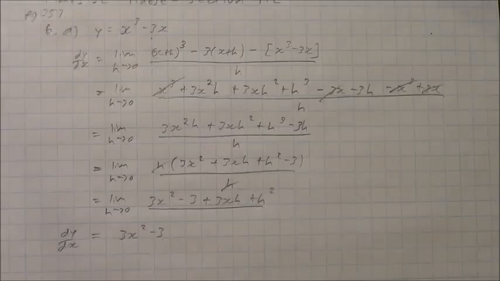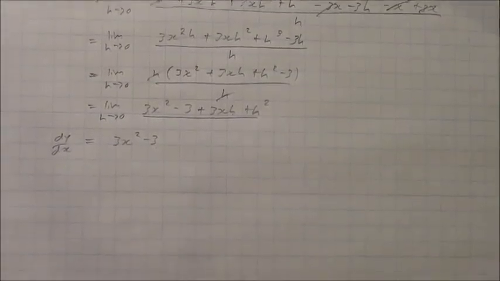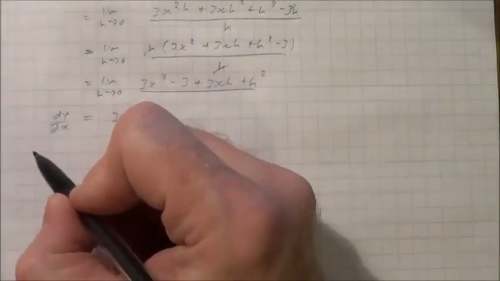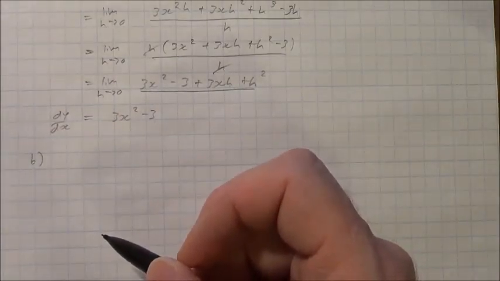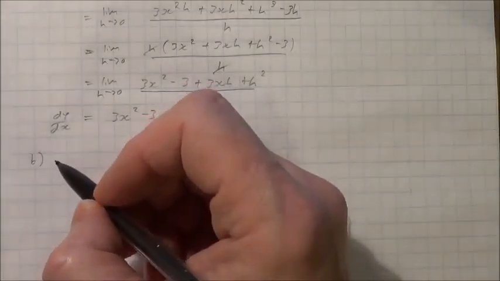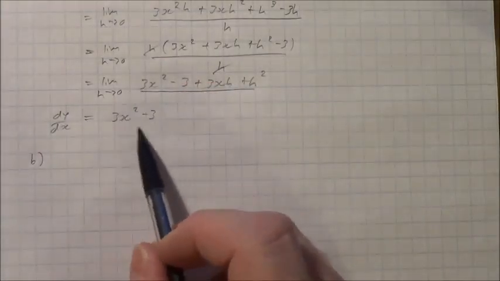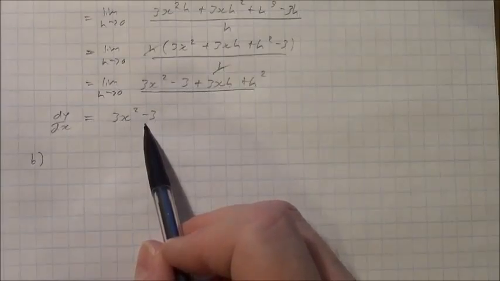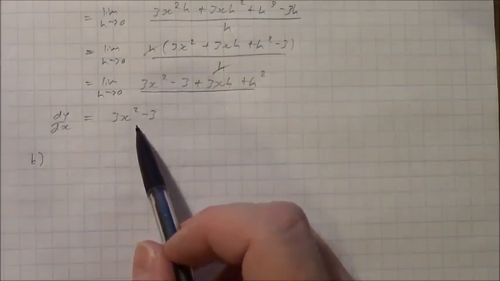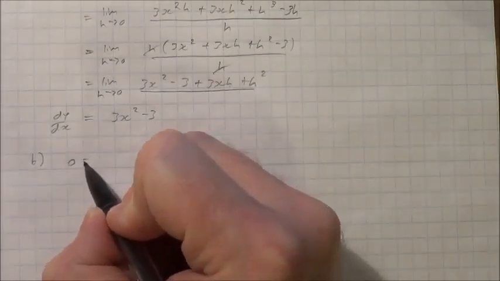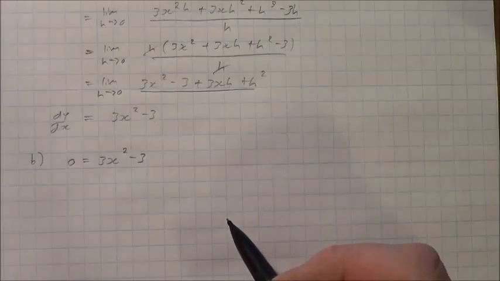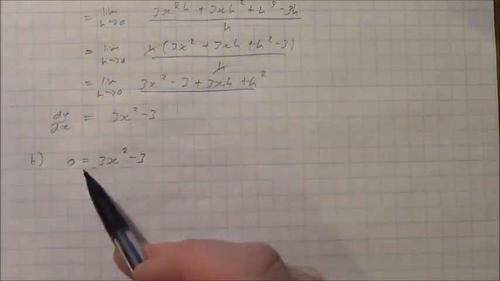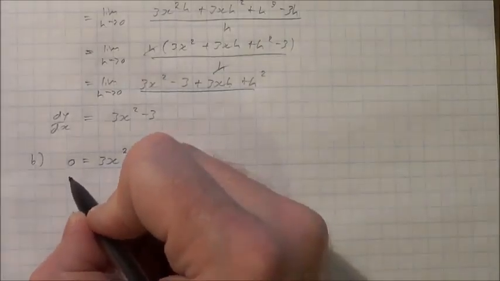So now if we go to question B, it asks us, hence, find the points on the graph at which the tangent line has 0 gradient. So this is the gradient function, the derivative, and when that equals 0, that means that the gradient is 0 for the tangent line. And so now we'll just rearrange this to solve for x.